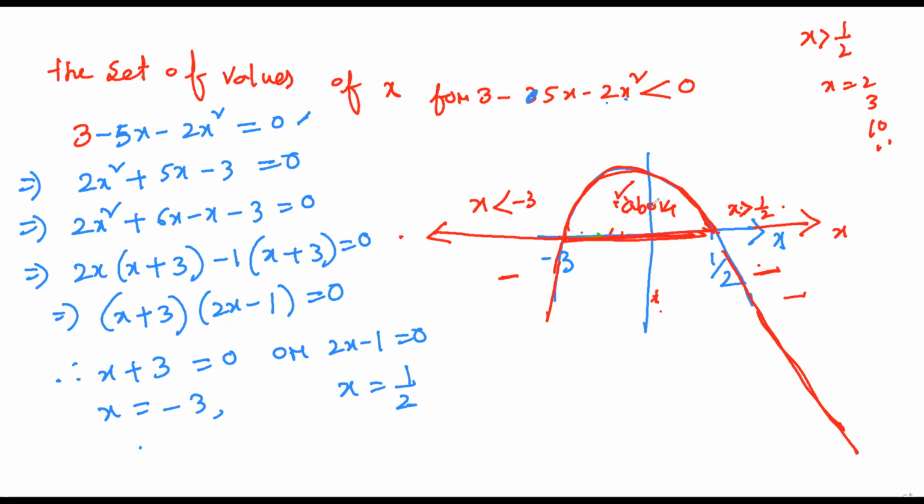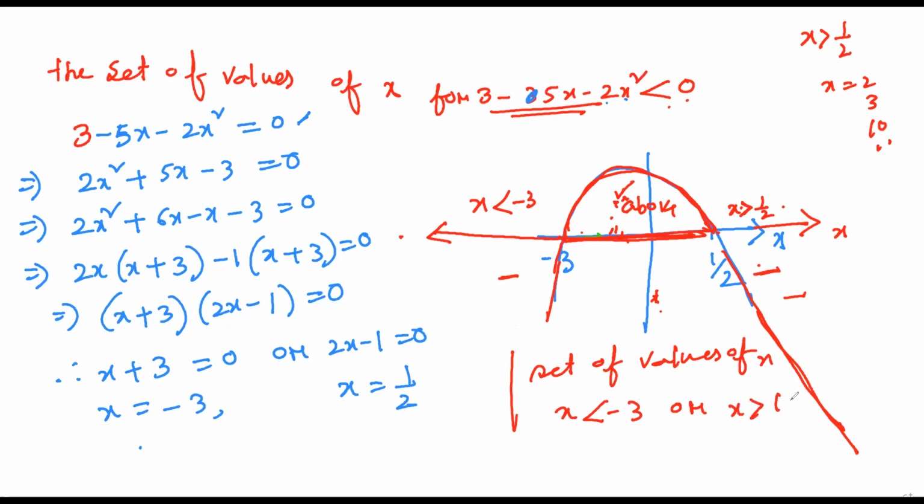above the x-axis, which part? Here y is positive. This is y. This curve is positive. Above the x-axis, which part of the curve we have? This is the positive part. Now clear? Yes. Okay. So we will write what we want. We want the negative. So the set of values of x: x less than minus 3 or x greater than half.